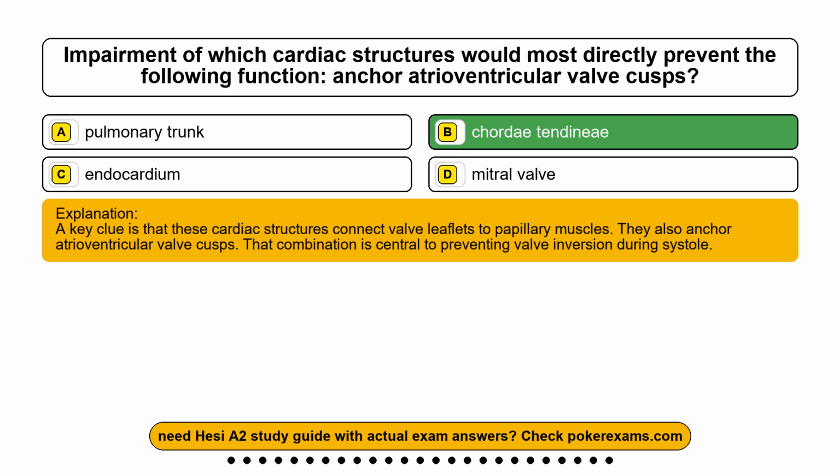A key clue is that these cardiac structures connect valve leaflets to papillary muscles. They also anchor atrioventricular valve cusps. That combination is central to preventing valve inversion during systole.